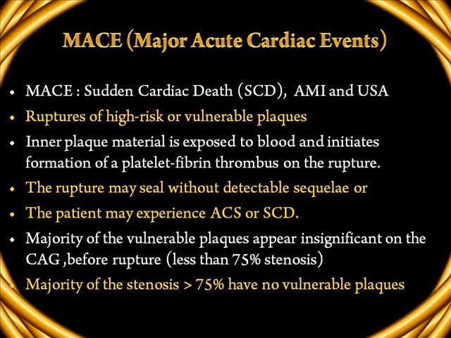The majority of the vulnerable plaques appear insignificant when you do a coronary angiogram before the rupture. They do not show significant stenosis. The stenosis is always less than 75%. The majority of the stenoses of more than 75% have no vulnerable plaques. So this is the paradox which we have discussed in the opening slides.